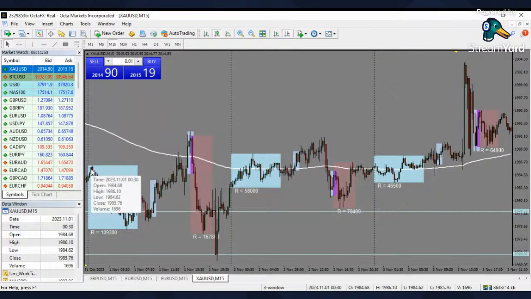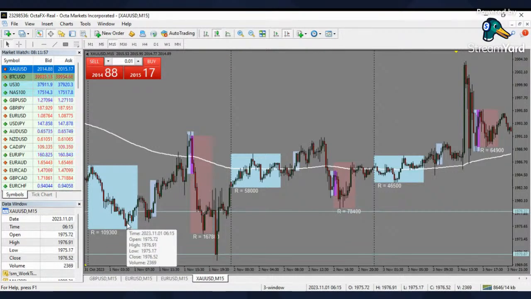So this is the high of that Asian range, which is 1986.10, and the low of that Asian range is 1975.17. That is the low of the Asian range, right? And that's where our analysis is going to stem from. So this box signifies our Asian range, our Asian box, right?